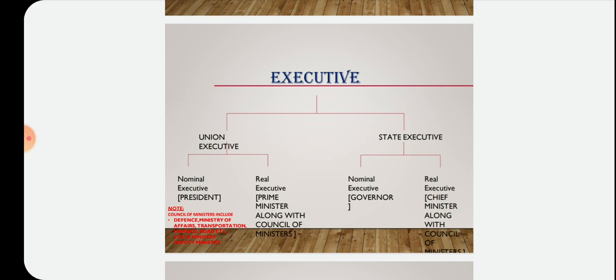Okay, besides Delhi and Pondicherry, every other union territory has only a nominal executive, who is the lieutenant governor. Delhi and Pondicherry have special representation in Rajya Sabha. That's the reason Delhi has a lieutenant governor and chief minister, and even Pondicherry has a lieutenant governor and chief minister. Okay, this is all about the executive.